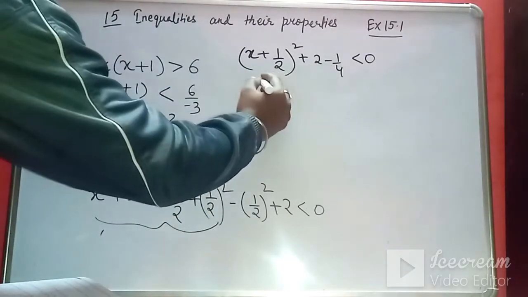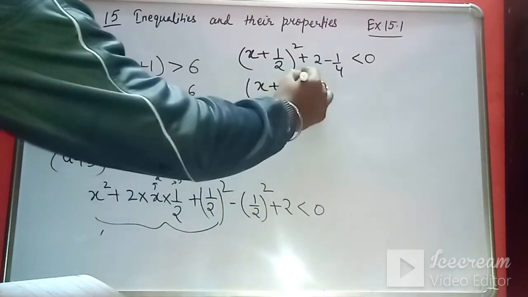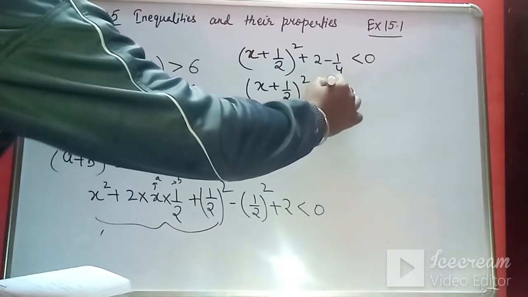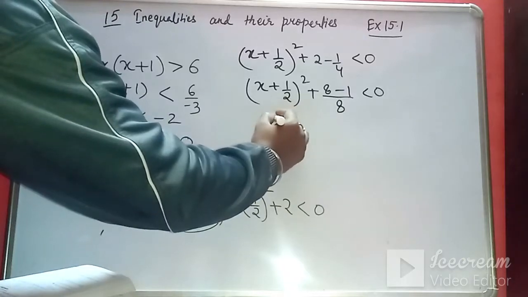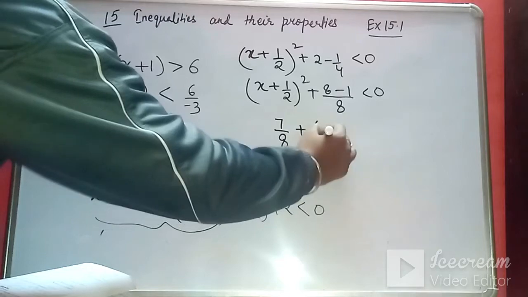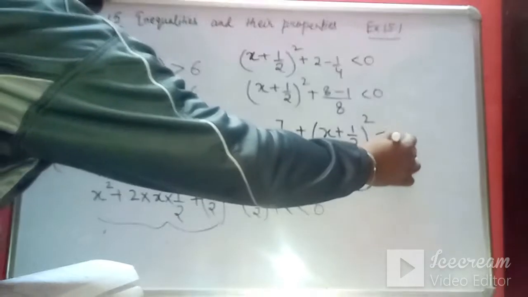So when you solve it you will get finally x plus 1 by 2 whole square plus, we will take the LCM here, it will be 8 minus 1 less than 0. So now I am going to write it like this, 7 by 8 plus x plus 1 by 2 whole square less than 0.